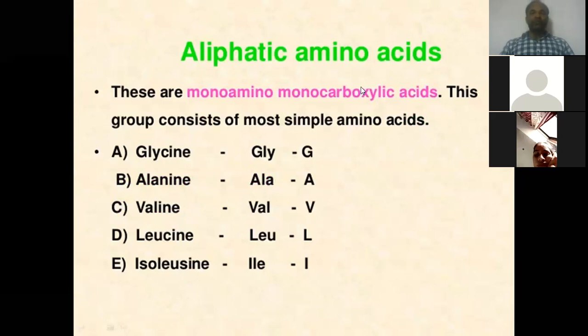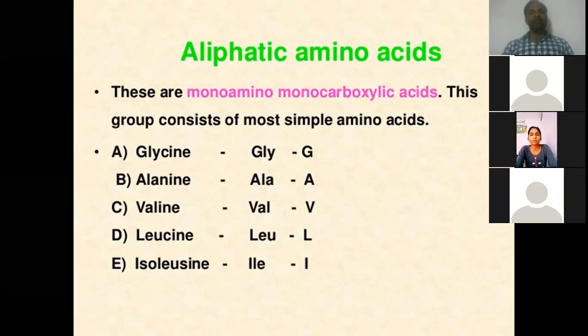So the first group is aliphatic amino acids. Aliphatic amino acids are the monocarboxylic acids. ये monocarboxylic acids होते हैं. This group consists of the most simple amino acids. Aliphatic amino acid में monocarboxylic acids आते हैं और इसमें सभी simple amino acids पाए जाते हैं.